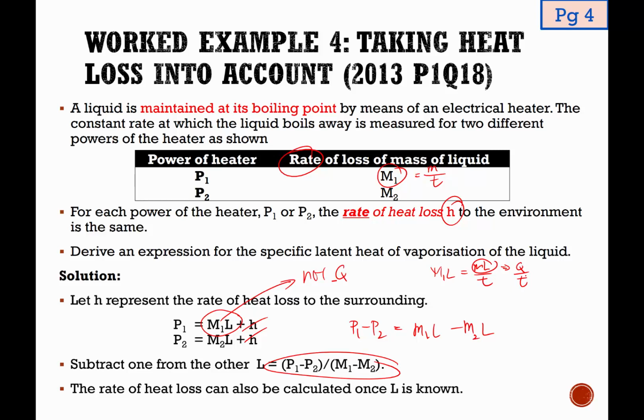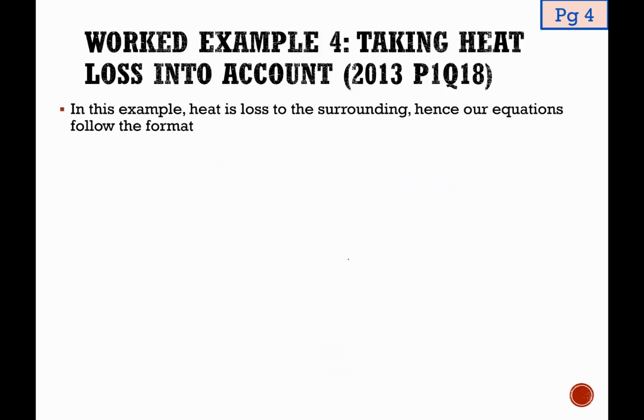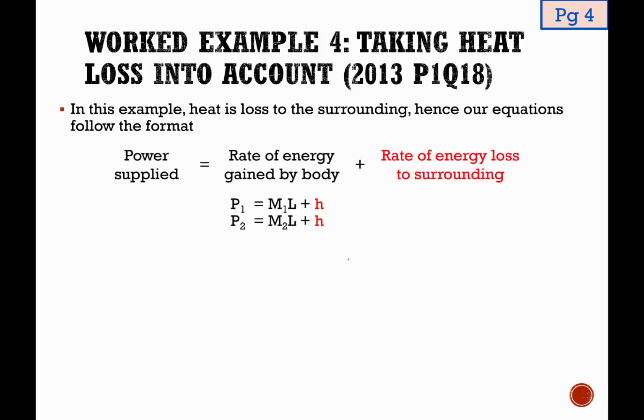And that is why I can actually equate them to the power of the heater plus the rate of heat loss to the surrounding. So just in case, do not misinterpret M1L as Q. It is definitely not Q. So now moving on. In this example, we realize that heat is actually the one that is lost to the surrounding, and that is why we write the equation in this way. Power supplied is equal to the rate of energy gained by the power plus the rate of energy lost to the surrounding, and therefore we have the quantity H on the right hand side of the equation.